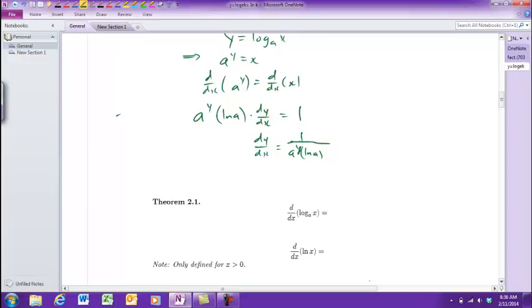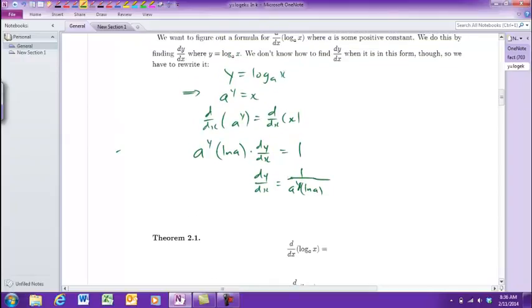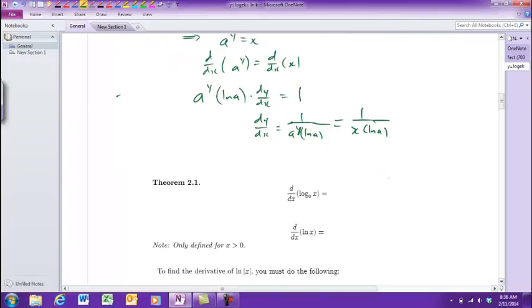That's fine. The only problem is that if we originally start with an expression in terms of x, we want to get our derivative in terms of x. So instead of writing a to the y, we're going to substitute back in x for that expression. So this becomes 1 over x times natural log of a, and that is our derivative rule for log base a of x. It's equal to 1 over x times natural log of a.